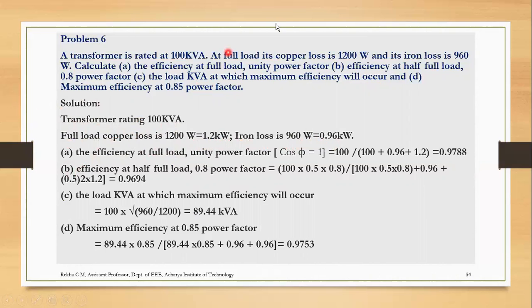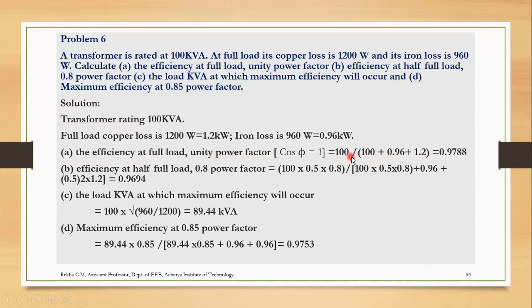So let us find the first parameter, efficiency at full load. Full load means X is 1. And here again unity power factor, so the value of cos phi is 1. So substituting over here. Previously we took VA, right? VA divided by VA plus iron loss plus copper loss. Here you can take it as kVA also.